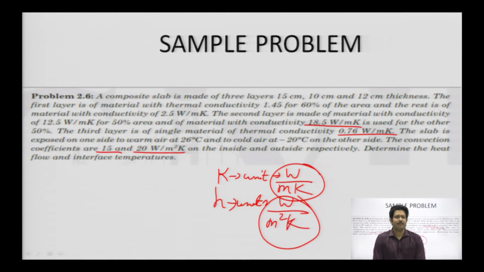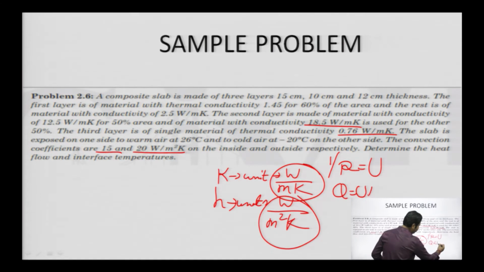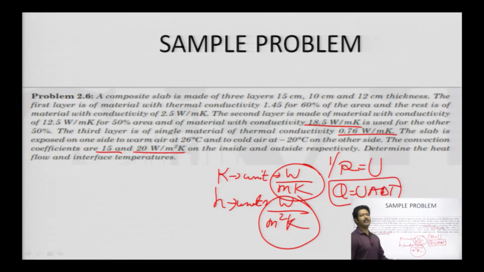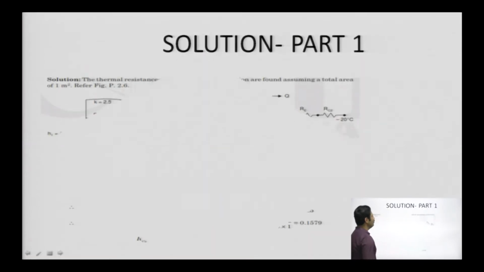Determine the heat flow and the interface temperatures. Okay, that's an interesting thing, the interface temperatures and the heat flow. For heat flow, you all know that first of all you need to calculate the resistances, take the reciprocal, you will get U, and then Q will be U A delta T. So guys, this is what we need to do in all the numericals which you will come across. Okay, so let's talk about its solution.